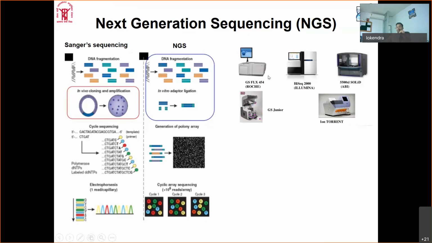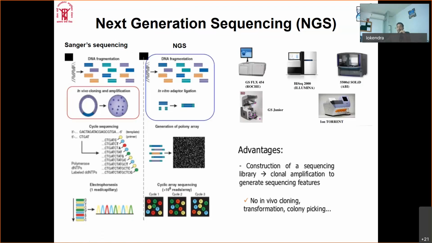So there are various commercial vendors which can provide various NGS platforms, and every individual platform has its own advantages and disadvantages. But overall, if we talk about NGS and compare it with Sanger sequencing, it has several advantages: there is no in vivo cloning, transformation, or colony picking, and you just need the adapter ligation. There is a complete workflow that is required for NGS, and there are various quality control mechanisms that are important in terms of NGS. So those methods can be used.